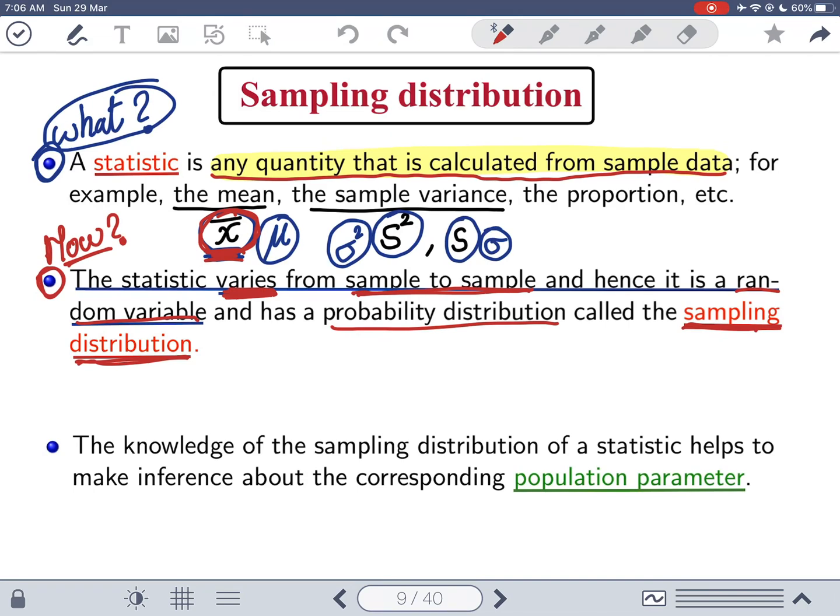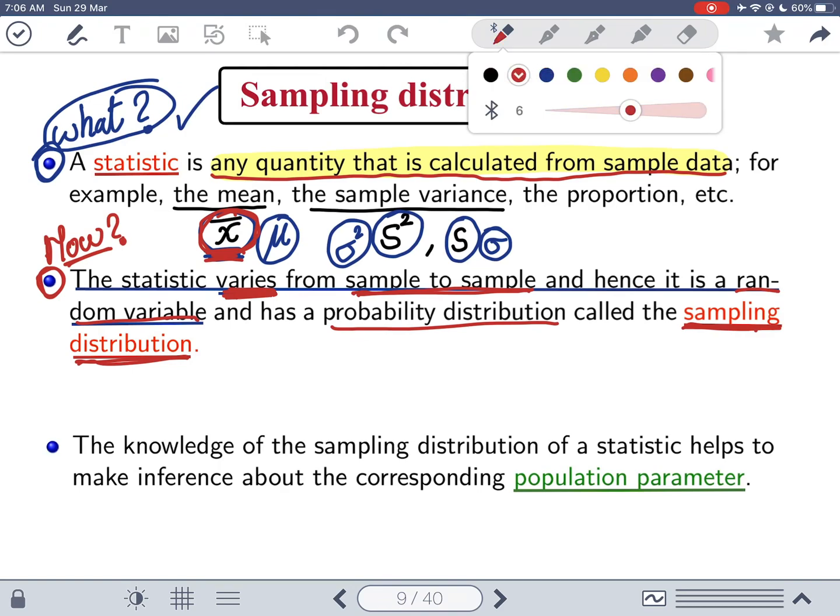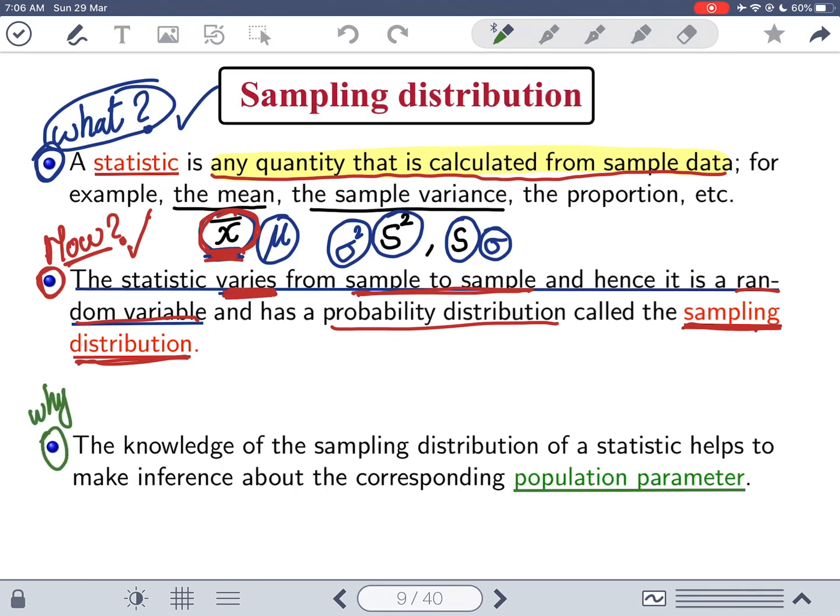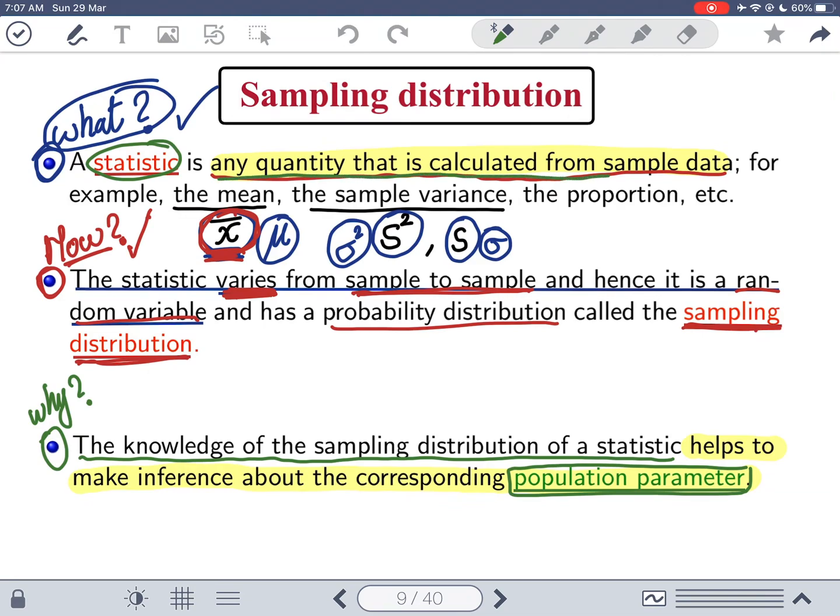And now we know the answer to what, we know the answer to how it behaves, and the last question that you usually ask is why? Why bother study this statistic? Okay, read with me. The knowledge of the sampling distribution of a statistic, what does it do? It helps to make inference about the corresponding population parameter. So remember, what is a population parameter? It's the same definition as a statistic, but you just say any quantity that is calculated from population data. Okay, so as we said before, mu, sigma squared, or sigma, these are the population mean, variance, and standard deviation.